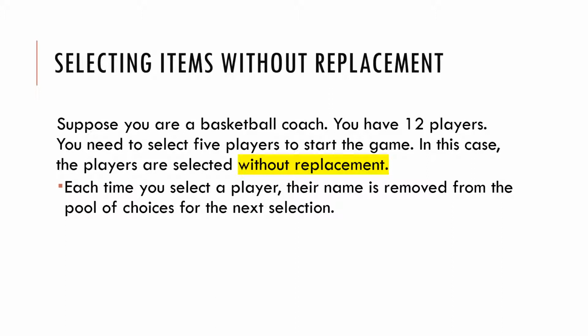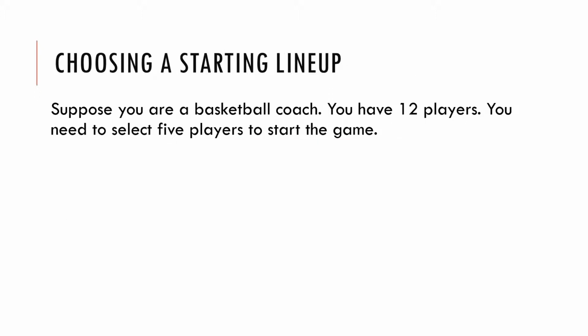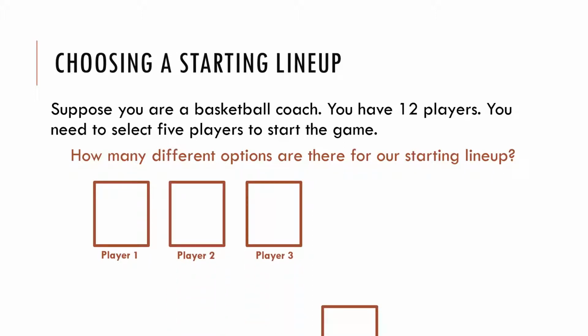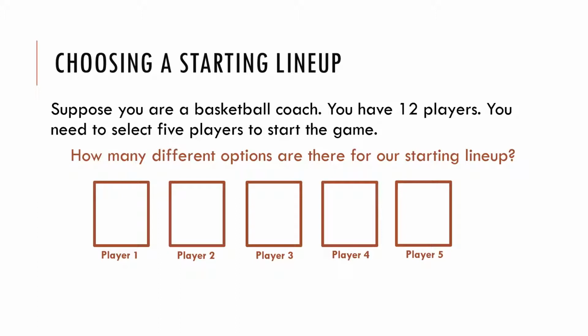Alright, so let's look at this example. Once again, we're choosing our starting lineup. Suppose that you are a basketball coach, you have 12 players, and you need to select 5 players to start the game. We're going to start our fundamental principle of counting by drawing all 5 boxes, and we're going to figure out how many different options there are for our starting lineup. We have player 1, player 2, player 3, player 4, and player 5.